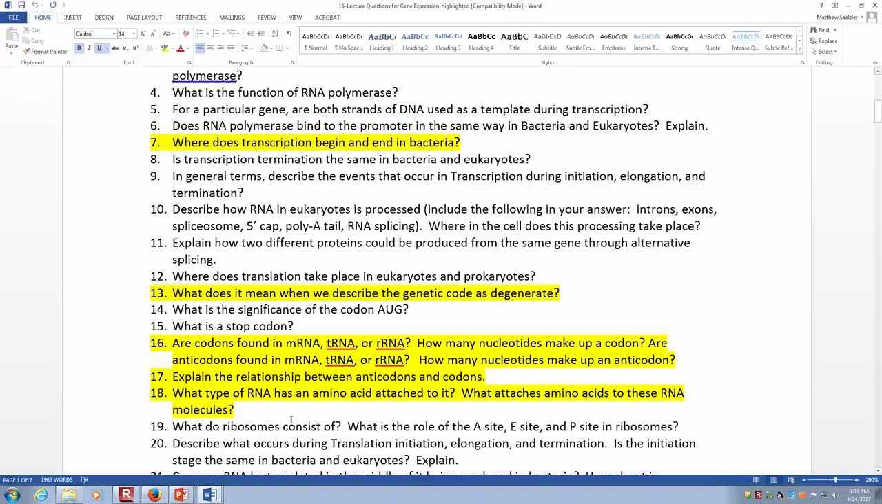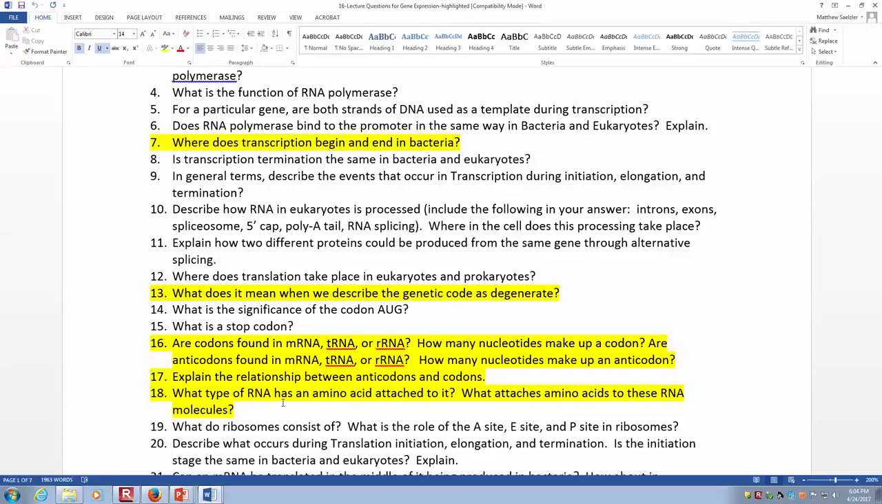Number 18, what type of RNA has an amino acid attached to it? In terms of mRNA, tRNA, or rRNA, which type has an amino acid attached to it? Right, tRNA. So there's two things that you should remember about tRNA. Every tRNA molecule is going to have a single anticodon that is complementary to one of the codons. And then at the other end of the tRNA molecule, you're going to have an amino acid attached to it.